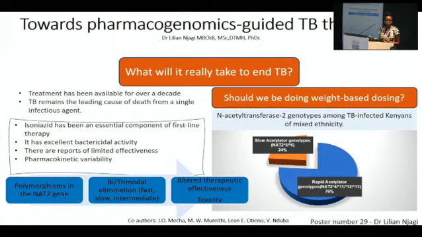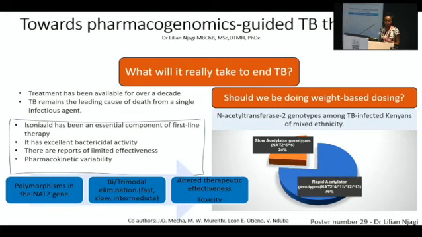So the work I'm going to present today is on pharmacogenomics-guided TB therapy. And the first question I'll ask is, what will it really take to end TB? Have we really all thought about that, even as we talk about the end of TB? As we know, treatment has been available for decades, but TB has remained a leading cause of mortality and morbidity generally. And isoniazid is one of the drugs that has been used for decades, and it works. We know it's effective. It has good bactericidal activity, but there have been reports of limited effectiveness, as we know.